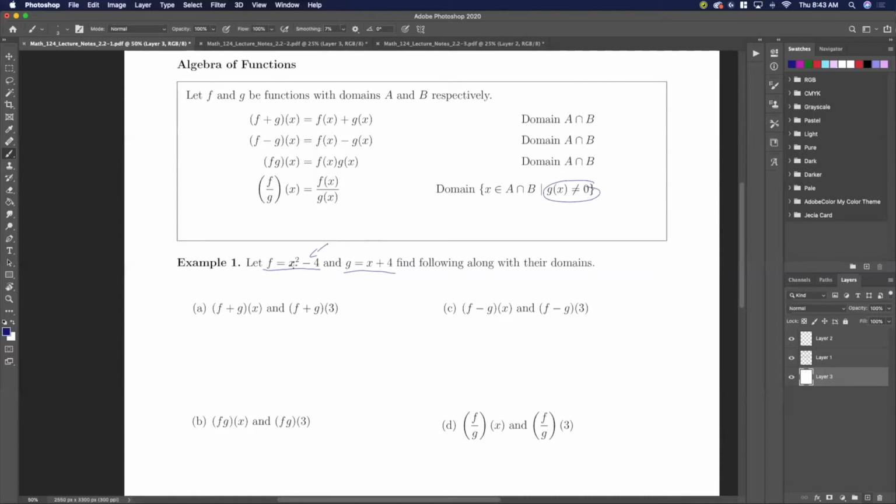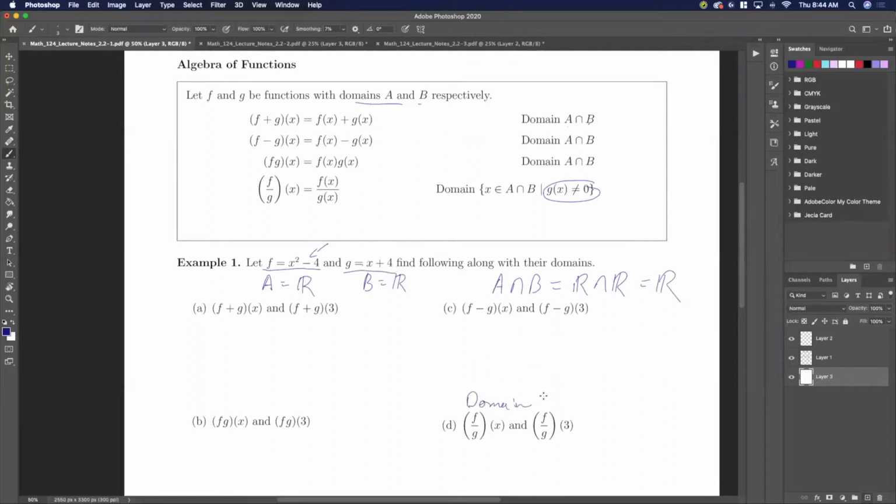So for f, my domain here is all real numbers. So here's the domain of f, which I'll call A, is equal to all real numbers, right? And the domain of g, since this is a polynomial, again, is all real numbers. So here the domains A and B are all real numbers. The intersection between all real numbers and all real numbers is, again, all real numbers. So A intersect B is all reals intersect all of the reals, which is all the reals.